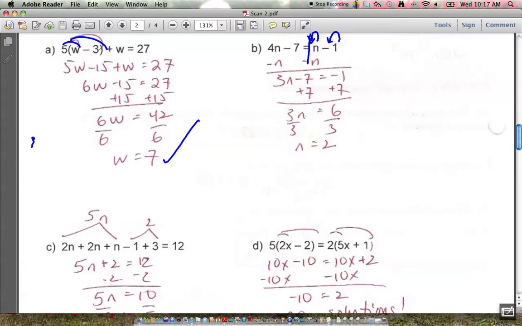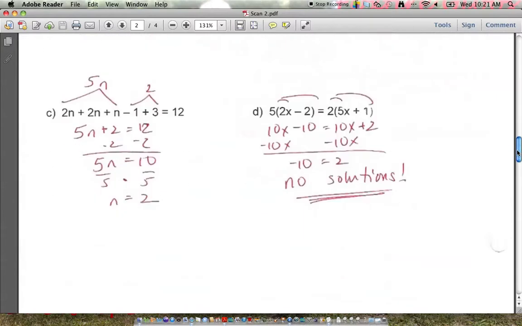3n minus 7 is negative 1. Add 7 to both sides, divide by 3, n is 2. Again, we've done a lot of these. I know I'm going quick, but I want to get to some other stuff. Any questions on these two? All right. So then we go to, and notice what I'm giving you is basically every type of question imaginable.